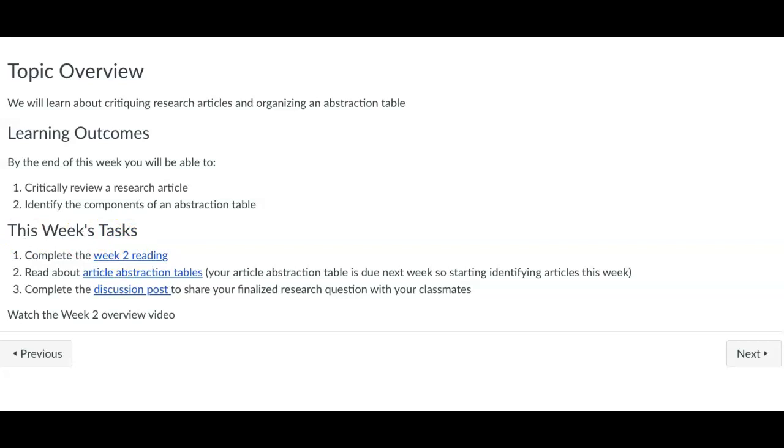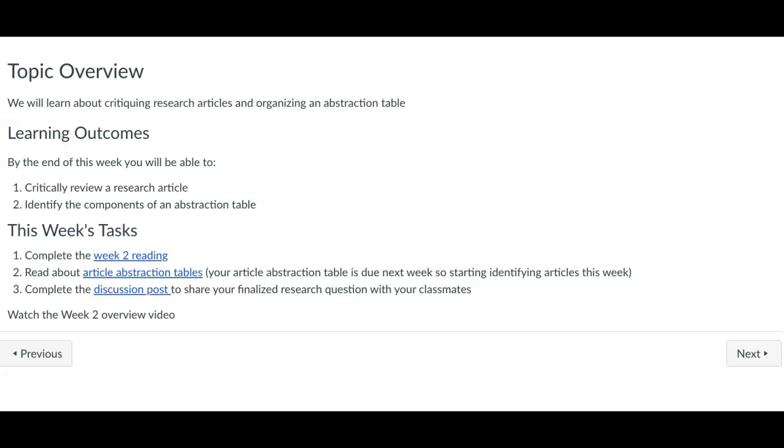The second thing that I want you to do is read about article abstraction tables. We'll go over that in just a moment. And then you do have a discussion post to complete. I just want you to share your finalized research question that you're going to use for your literature review assignment. We'll go over that in just a minute as well.